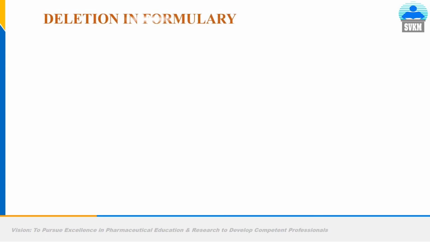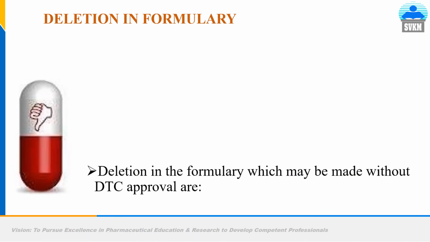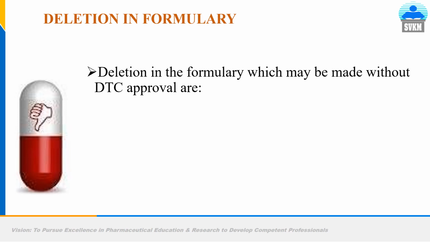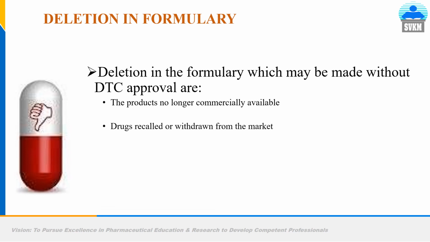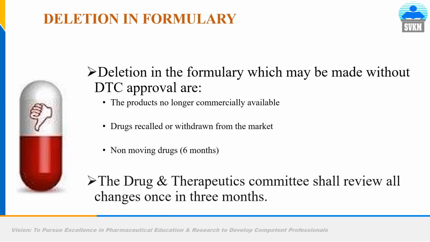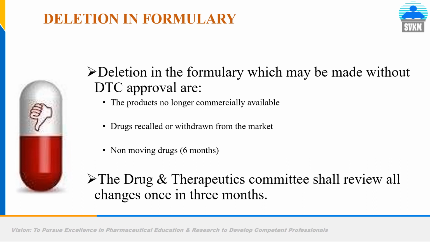Similarly, we also need to discuss the deletion protocol for a drug from the formulary. Deletions in the formulary which may be made without DTC approval are: if a product is no longer commercially available in the market, if a drug is recalled or withdrawn from the market for certain reasons, or if a drug is a non-moving drug for the last 6 months. The drug and therapeutic committee shall review all the changes once in 3 months. So these are the different ways in which a drug is deleted from the formulary.